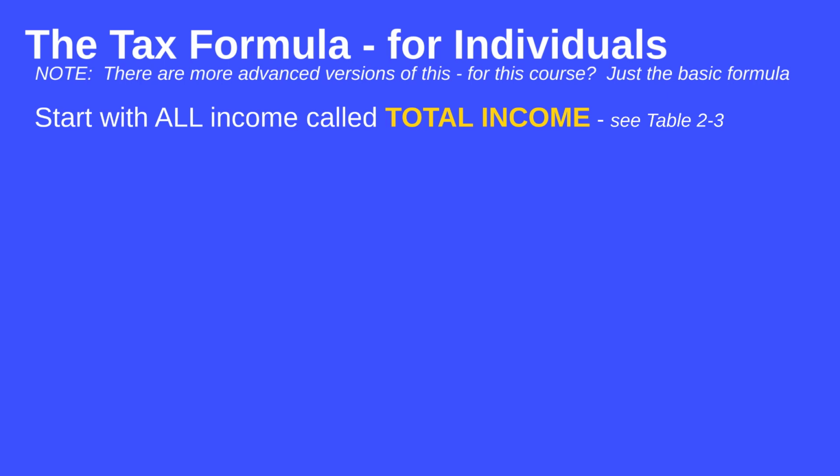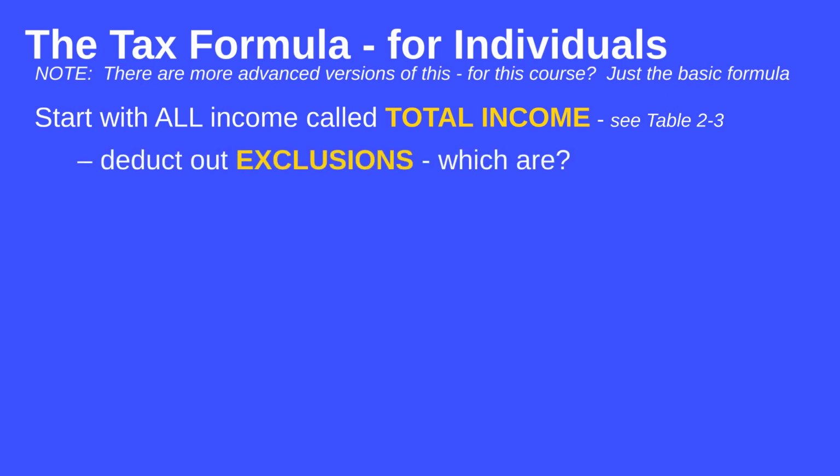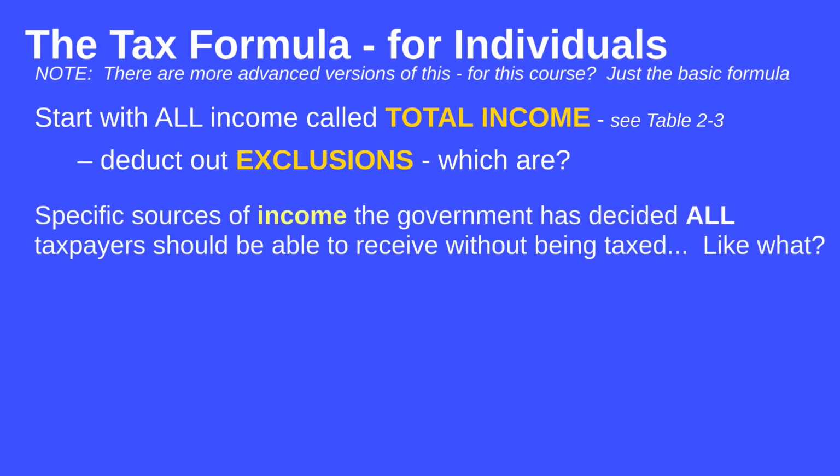So with the tax formula, we're going to start off with all of the income that's being earned. Every source: W-2s, if you earned interest, if you got paid dividends from stocks or bonds that you own, whatever. All of that grouped together is total income. And the government says, we are going to let you deduct out what we call some exclusions from that total income. Now, what are exclusions? Well, basically they're specific types of income that the government's decided that everybody shouldn't really have to pay taxes on.